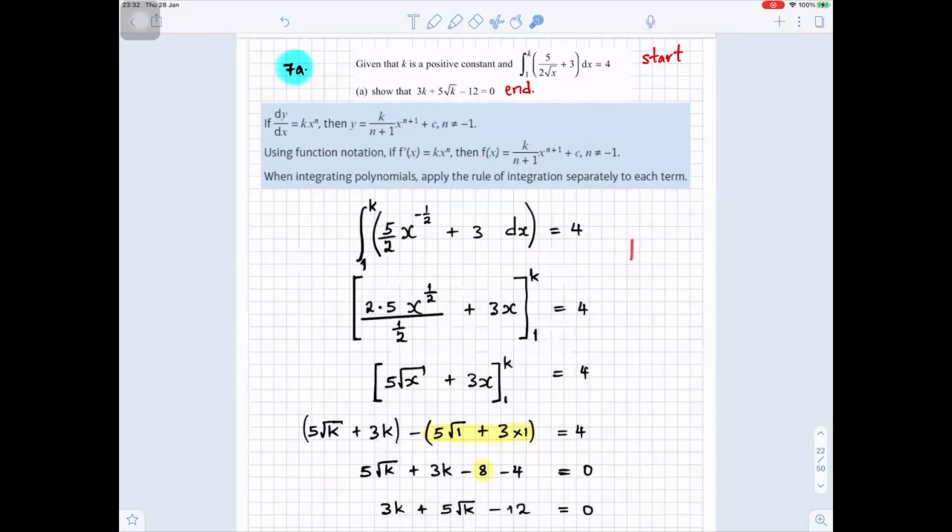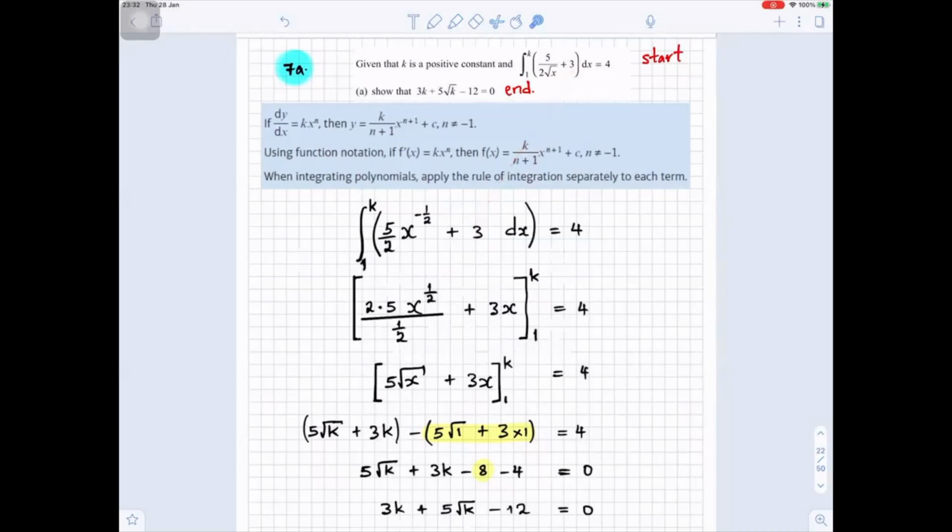And if you take x to the power half to the numerator, it becomes x to the minus a half. So the 5 over 2 stays the same. The x to the half goes to the top, it is x to the minus a half. We're setting it up so that we can integrate. And the 3 stays the same.